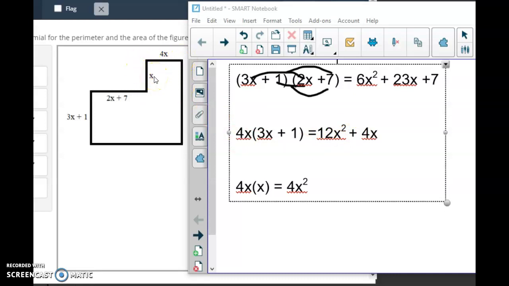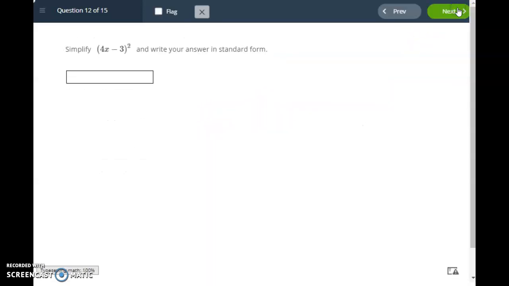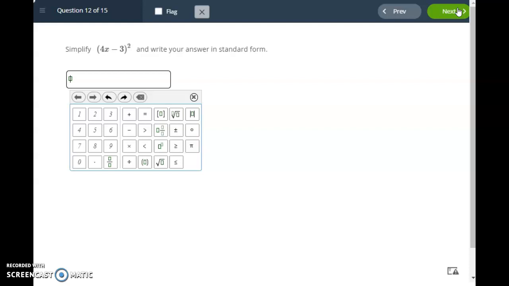If you add all those together, you would get 22x squared plus 27x plus 7. So we'll click and drag 22x squared plus 27x plus 7 into the area, and we'll move on. 4x minus 3 squared.